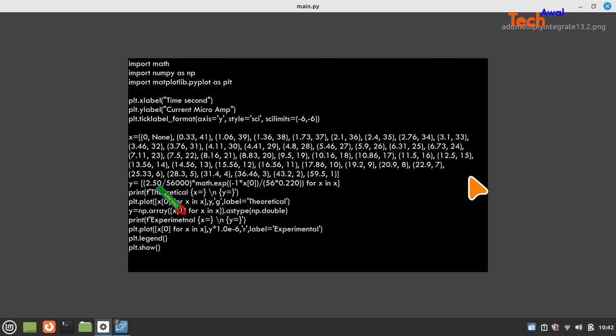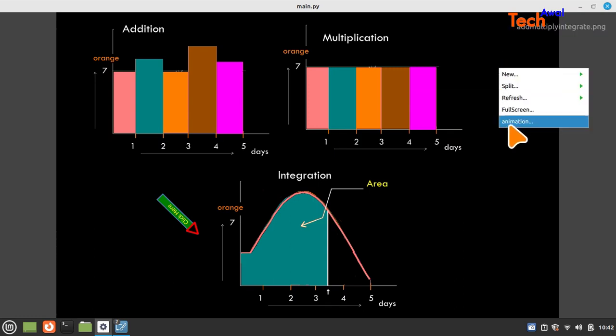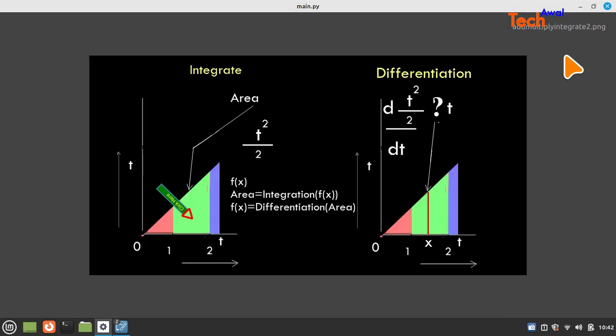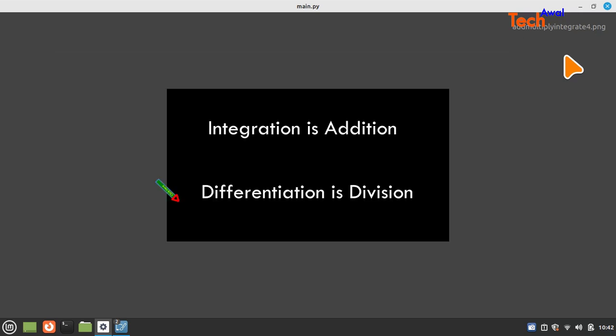So we'll do the animation again from the beginning slide. Initially it was about addition, multiplication, integration. That is, calculation of the area is the integration. What is the relationship between integration and differentiation? So one is addition and one is division.